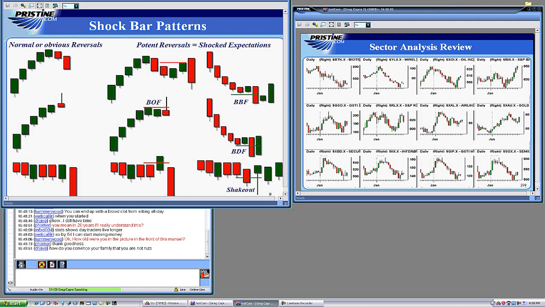Don't worry about it. In the front of this manual, I don't know the picture that's on the front of the manual, Hammerwood.